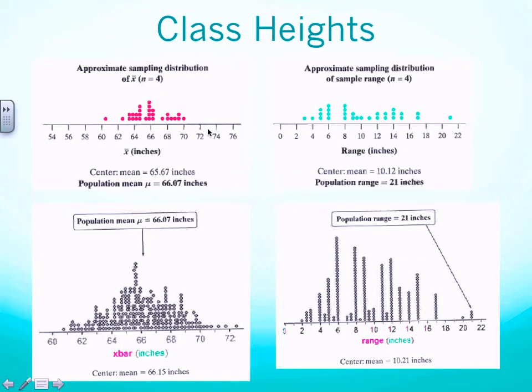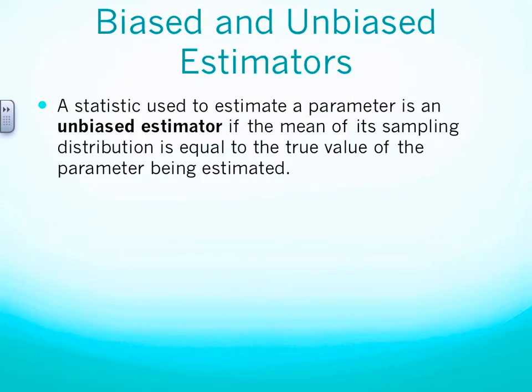So we would call our mean, because it is centered on your true value, an unbiased estimator, where your range, because it is not centered at your true value, a biased estimator. So a statistic used to estimate a parameter is an unbiased estimator if the mean of its sampling distribution is equal to the true value of the parameter being estimated. Parameter, guys, that is referring to your population.